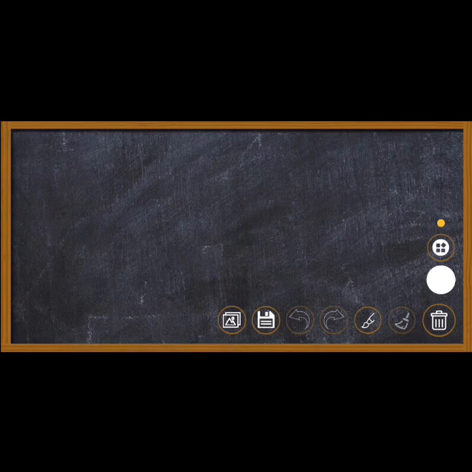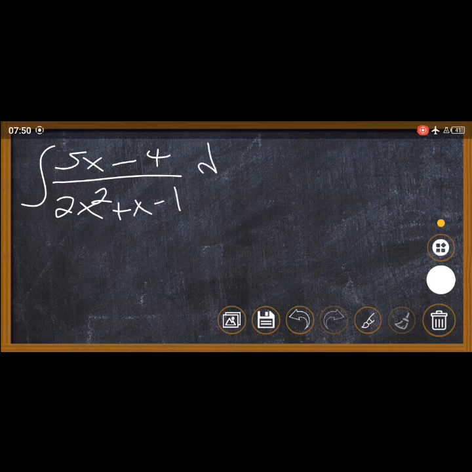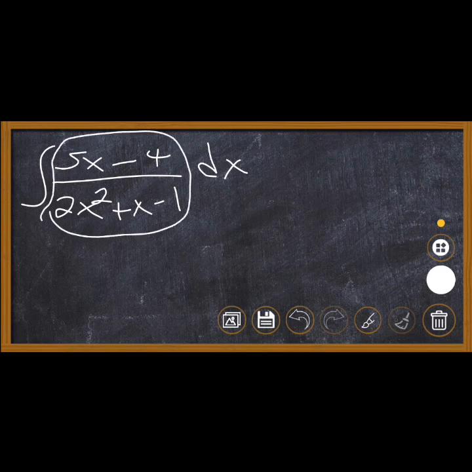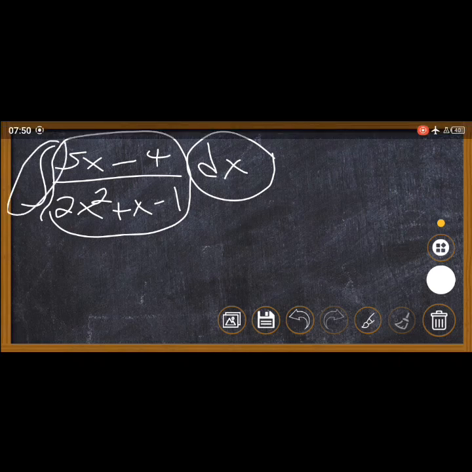So let's say you have an example where you are given 5x minus 4 over 2x squared plus x minus 1, and we integrate this with respect to x. So how can we integrate such an expression? Since the degree of the denominator is greater than the degree of the numerator, in this case we are going to use the partial fraction rules. Before we integrate such an expression, you first have to express or simplify it in the form of partial fractions. So at the moment we will ignore the integral sign and just remain with the fraction.